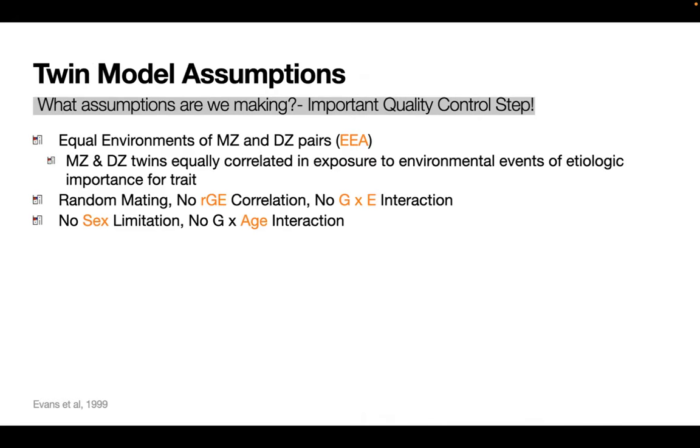There are a range of other assumptions made, such as random mating, there being no correlation or interaction between the genetic and the environmental factors, and potentially, if we don't take those factors into account, no sex limitation and no age interaction. In other words, that the heritability would be the same across males and females or across twins from different ages. These could be tested if the appropriate data are being collected.